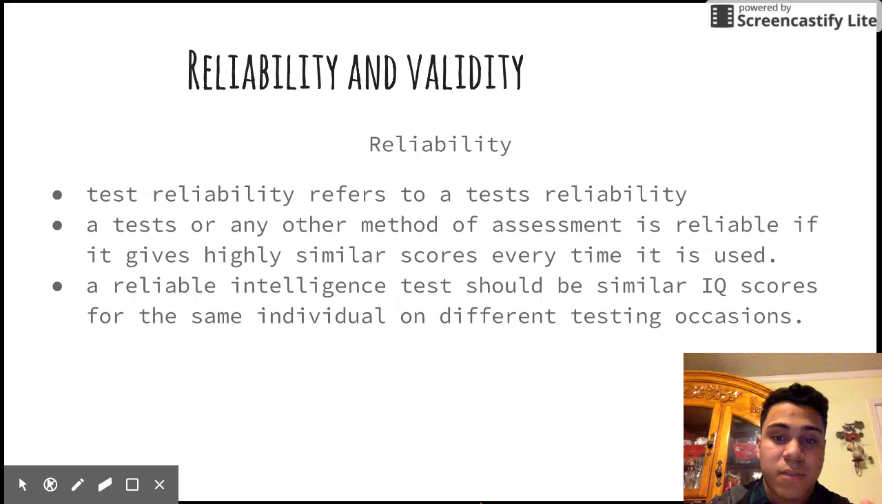Reliability and validity. I think that's how you say it. Reliability is when a test or any other method of assessment is reliable if it gives highly similar scores every time it is used. A reliable intelligence test should give similar IQ scores for the same individual on different testing occasions.